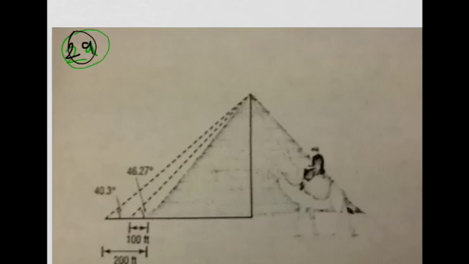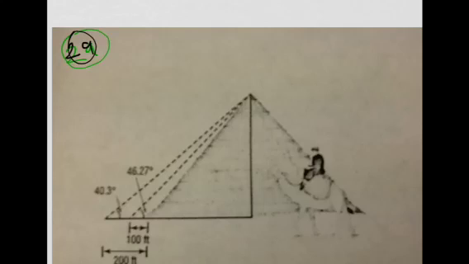In this problem, it says one of the original 7 wonders of the world, the Great Pyramid of... I don't know how to say that word. Does anybody know how? Yep. Was built a long time ago. Its original height was 480 feet and 11 inches, but due to the loss of the topmost stones, it is shorter. Find the current height of the Great Pyramid using the information given in the illustration.